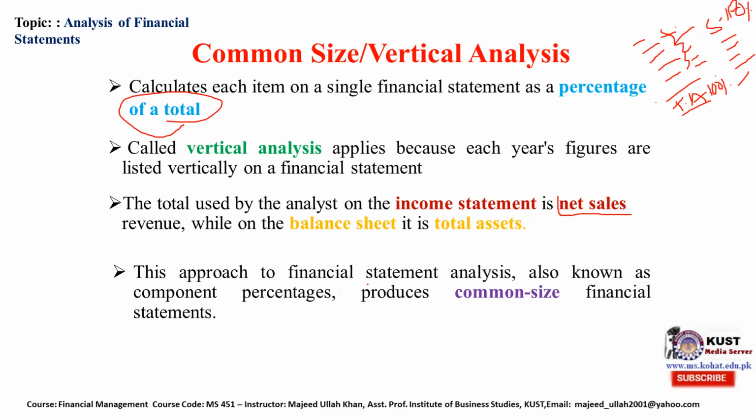This approach to financial statement analysis is known as component percentages and produces common size financial statements. It is also called common size analysis because everything is a component of the total asset, which is called common size. So component percentages become a percentage of the total assets in the case of the balance sheet, while in the case of the income statement it becomes a percentage of the sales.